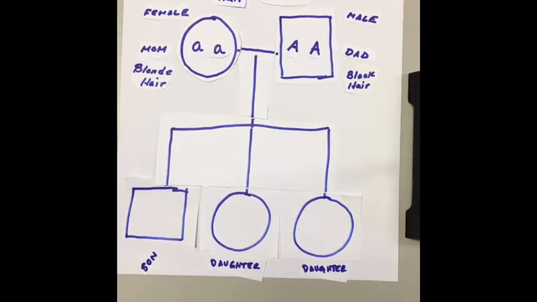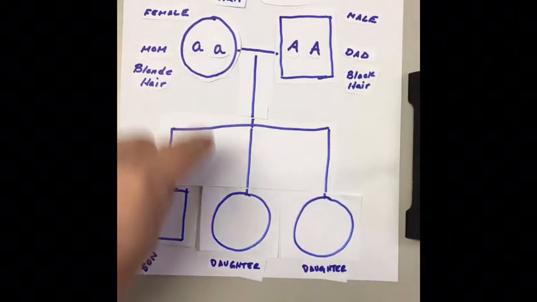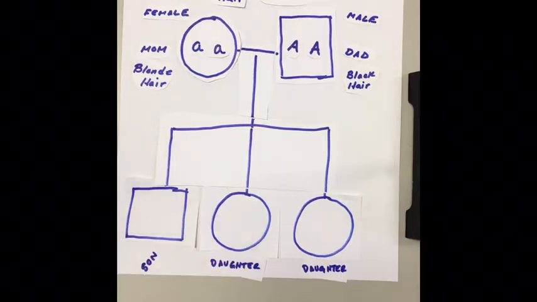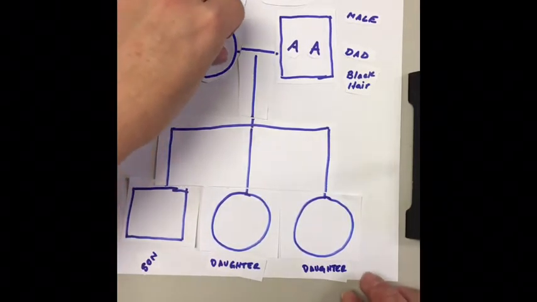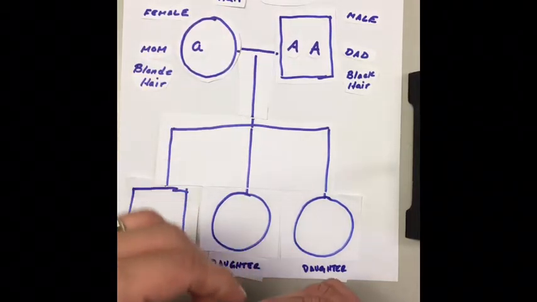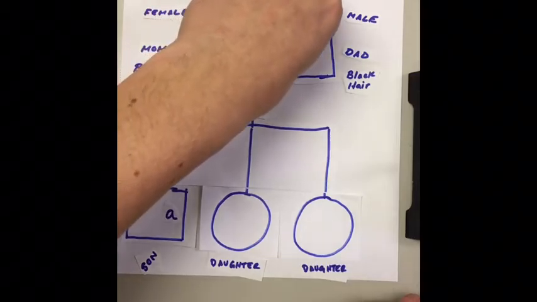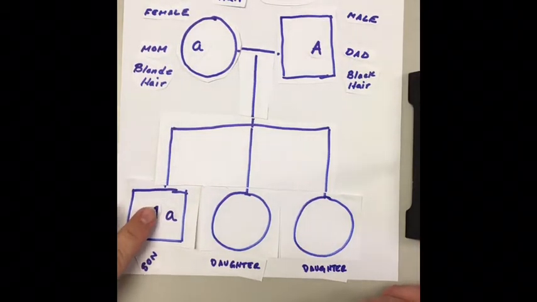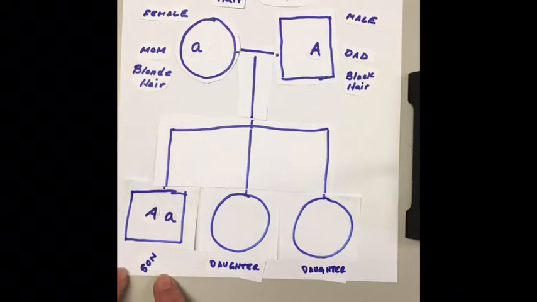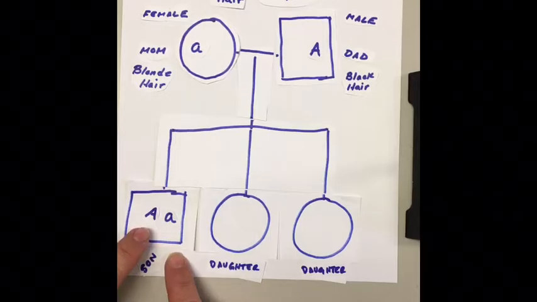Okay, now, if you were paying attention in class last time, you know that dad has to pass on 1 gene, mom has to pass on 1 gene. Okay, and mom only has a recessive gene to pass on. So mom would pass on the recessive gene. Dad would pass on the dominant gene, right? And so the child, okay, is going to have to be heterozygous, okay?